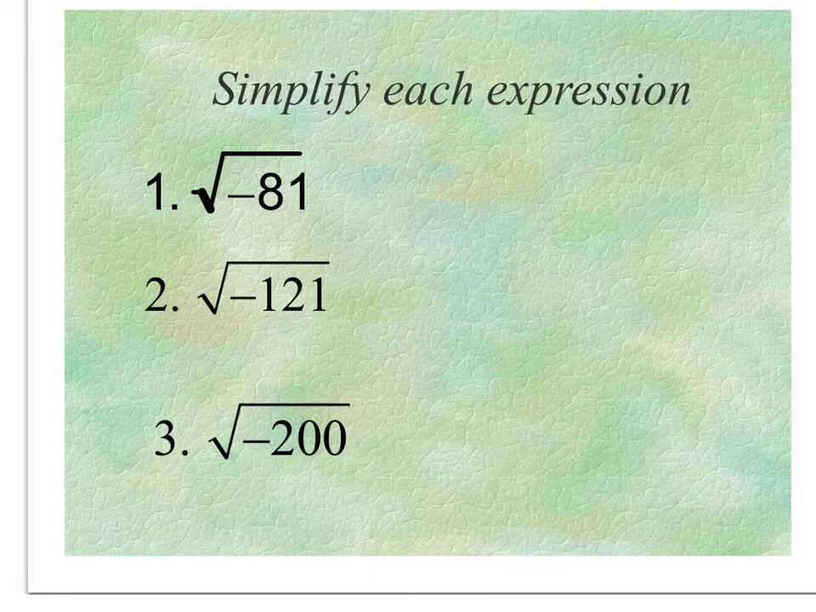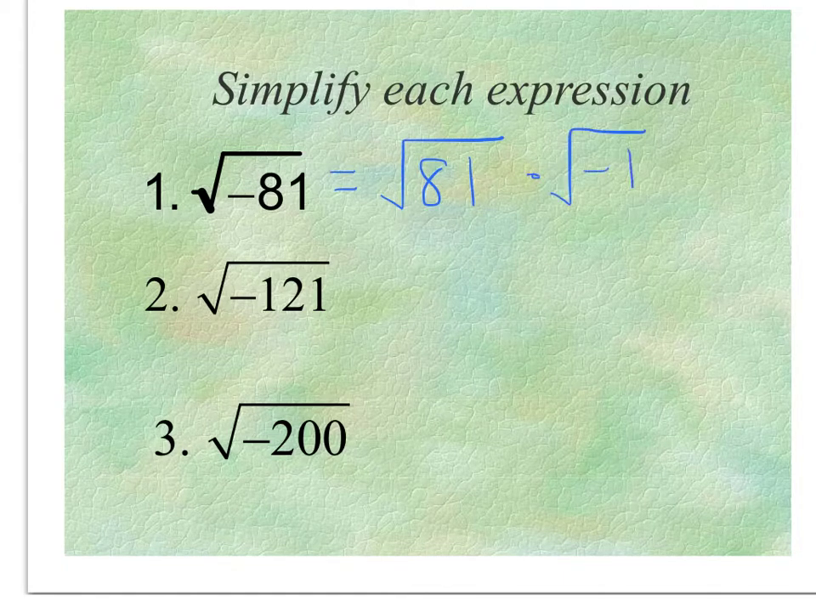So let's go through and see if you can simplify each expression. This would be a good time to hit pause, try it yourself, and then see if you get the same answers that I do. Let's try number 1. The square root of negative 81. You will break that down into the square root of 81 times the square root of negative 1. And if you remember, the square root of 81 is just 9, and the square root of negative 1 is i. So your final answer is 9i.